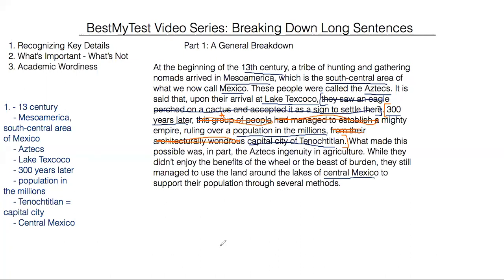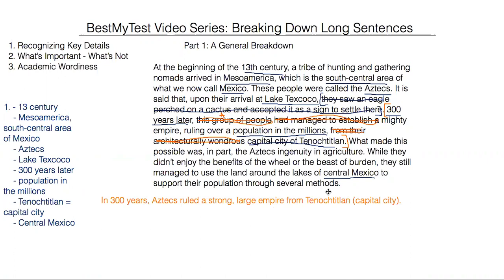So by looking at just what's key detail and what's not, by pulling out those fancy, long-winded academic wordings that are really just saying something very simple, you can take a long sentence and reduce it to something short and sweet and simple. What they're essentially saying is this: in a time period of 300 years, the Aztecs ruled a strong, large empire from their capital city named Tenochtitlan.